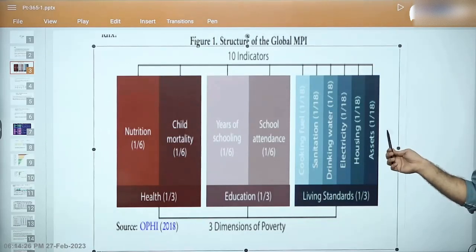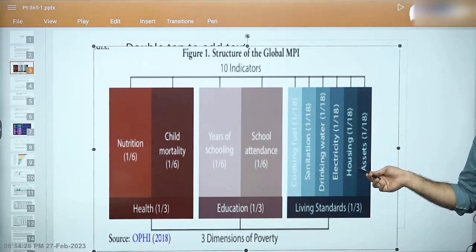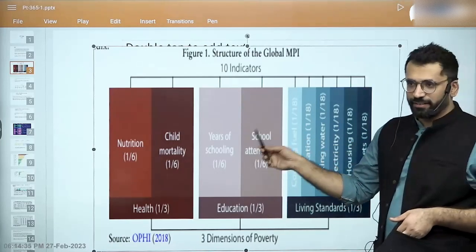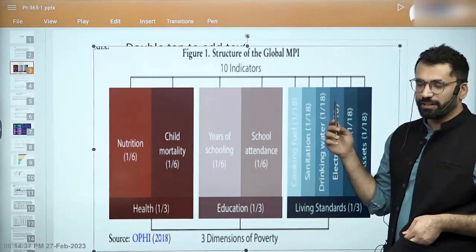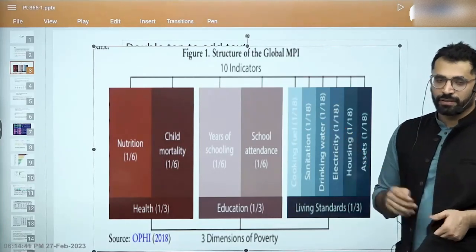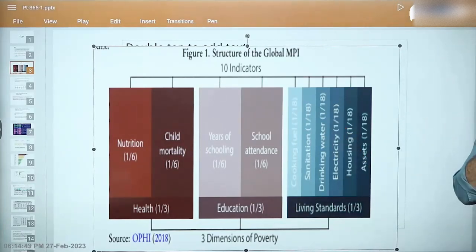This is an asset. Now, why is asset included here? Other things you can relate. Why is asset? Wealth. So why do you need wealth? Why has it been put here, that is what we are asking. So why would you want an asset to measure deprivation?